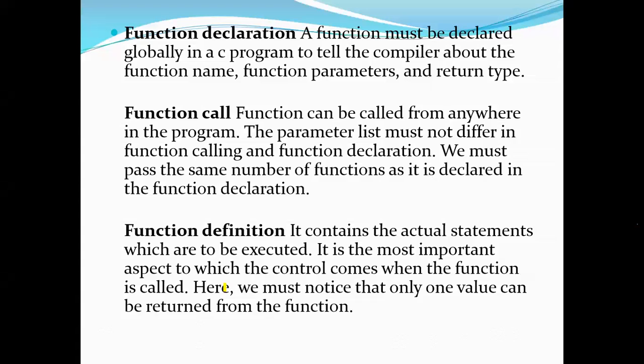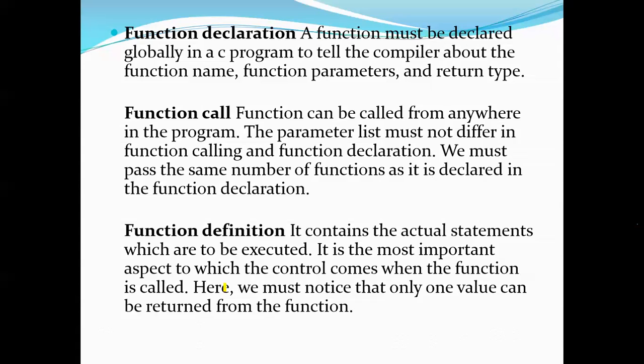In the function declaration, we have three parts. The first part is the return type, followed by the function name, followed by the function parameters, that is, the arguments. First is return type, function name, then arguments. That is the syntax for the function declaration.